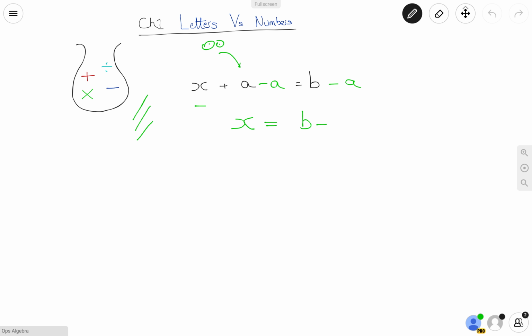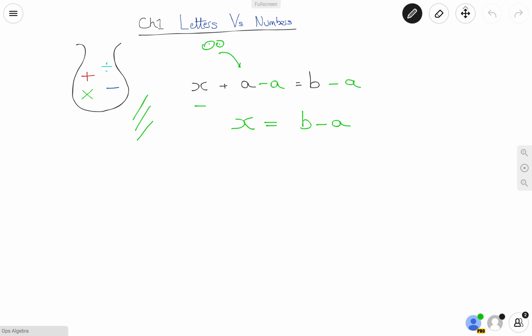I can't do b minus a. I don't know what b is, but I don't care. I don't know what a is, but I've found x in terms of b's and a's. That's all I can do right now. And that's it. That's what I wanted you to do. So x equals b minus a. You've done it, okay? With letters. See, simple. Just the same.